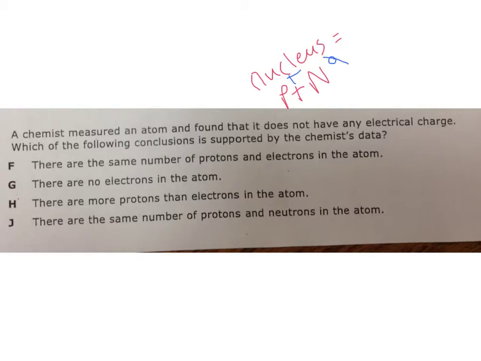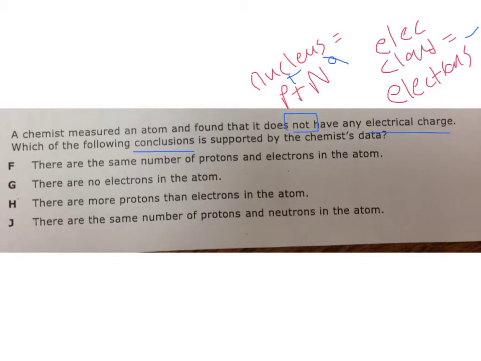I also know that the electron cloud, I'm just going to abbreviate, has electrons, and they are negative. So I should have enough information to answer this question. But let's highlight some of the important things. Okay? A chemist measured an atom and found that it does not have any electrical charge. Which of the following conclusions, in other words, his end thought, is supported by the chemist's data?